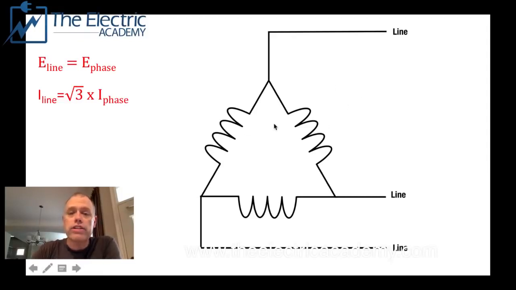The disadvantage to this guy, though, is it has no neutral. So it's just line to line. You can't get 2 voltages out of this generally. You can, like I said, with that high leg one, but we're not going to talk about that. Another downside to this is that ground faults are really difficult to detect because you don't have that grounded point. So they can be a bit of a nightmare to work on.